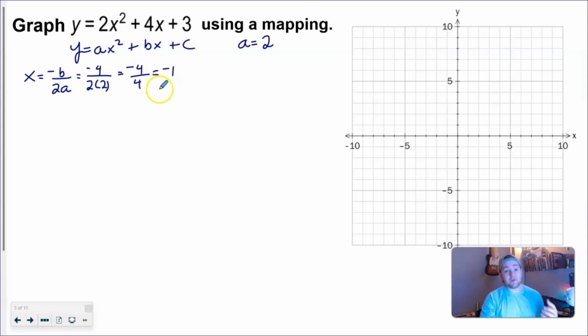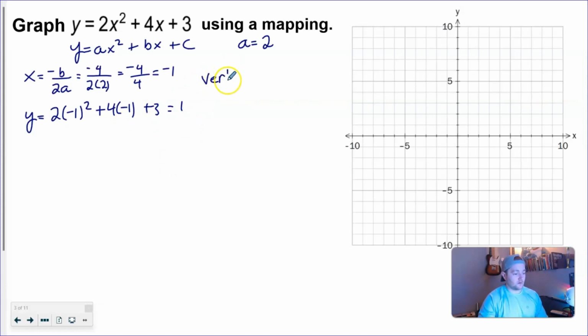If we have the x-coordinate of the vertex, we can always get the y-coordinate simply by plugging it back in. So y equals 2 times negative 1 squared plus 4 times negative 1 plus 3. That ends up being 2 right here, minus 4. So 2 minus 4 is negative 2, plus 3 is 1. That gives us a vertex of negative 1, 1. So now we can go ahead with that value.